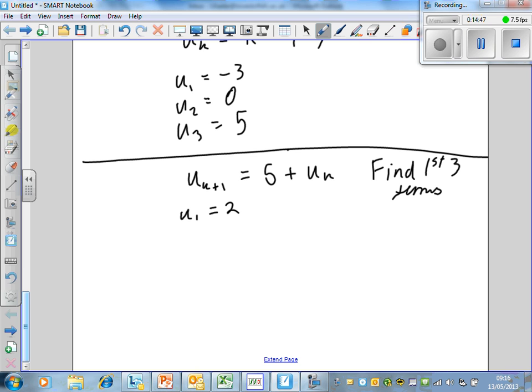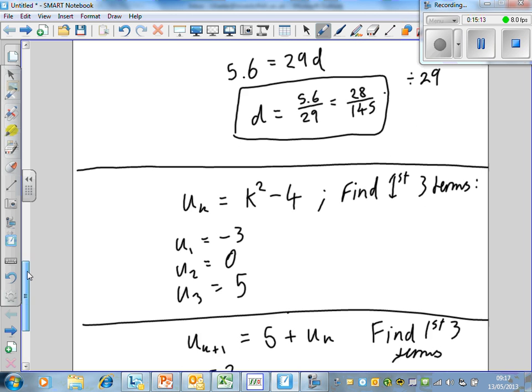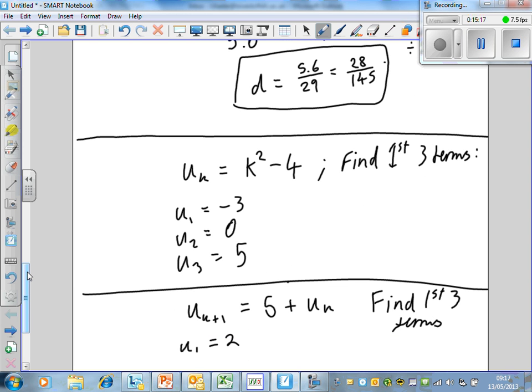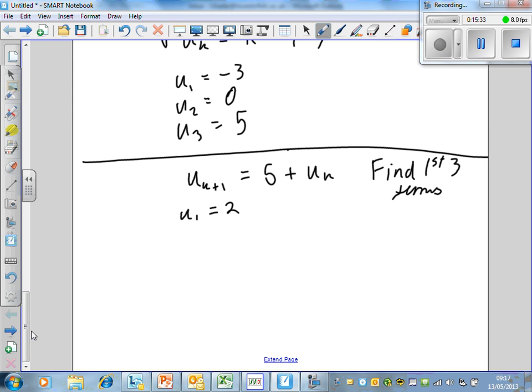Here's a different way they could ask you to find a sequence. Find the first 3 terms. How do we find the first 3 terms of this one? Louis? Yeah. This one's slightly different because to get the next term, we have to rely on the previous term, UK. To get the UK plus 1th term, we have to get the kth term. This one here purely relied on k. We could straight away work out the 100th term just like that. The 100th term would be 100 squared minus 4, which would be 10,000 minus 4, 9,996.